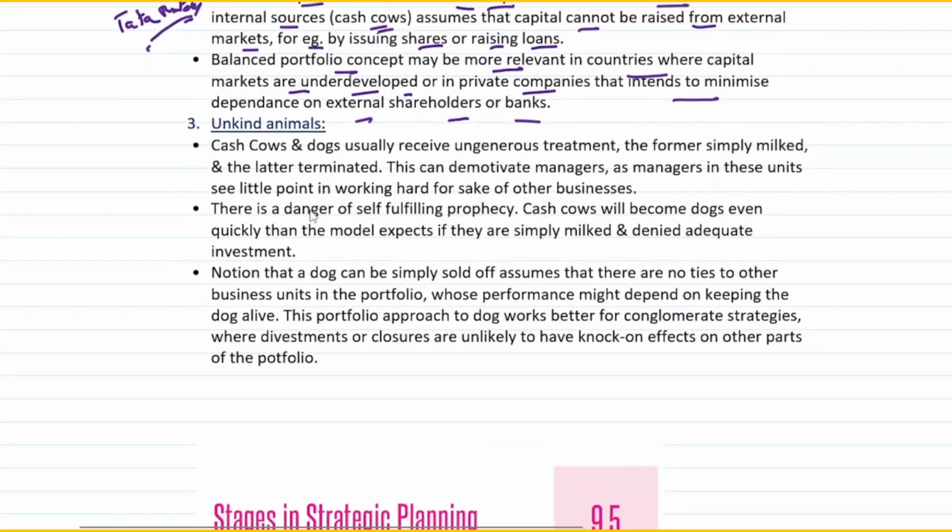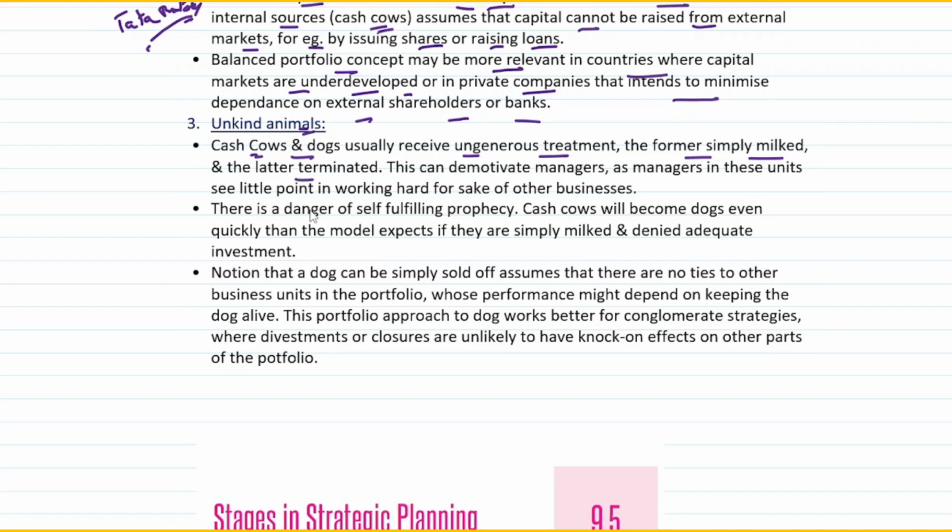Thirdly, we talk about something called unkind animals. Animals here basically refers to what? If I talk about the BCG matrix, one is the cash cow and the second one is the dog. So let's understand this. Cash cows and dogs usually receive ungenerous treatment. Why is that so? The former are simply milked. Former here refers to cash cows. Cows are basically simply milked. That means these are used only for taking the money out of them, because they are cash generating machines.